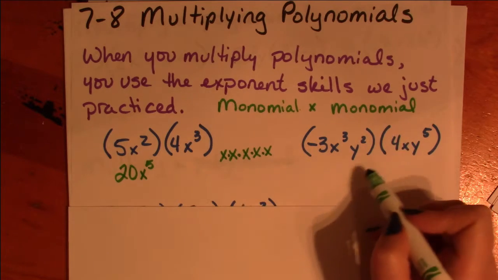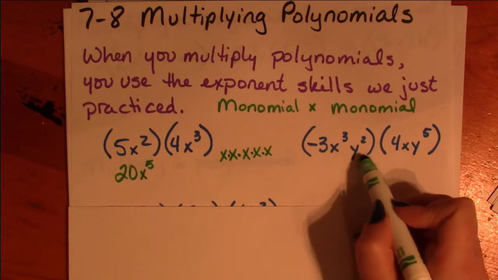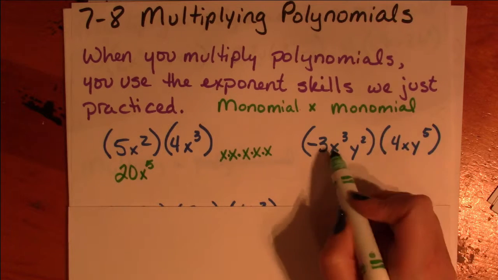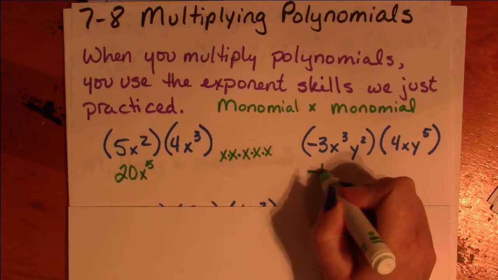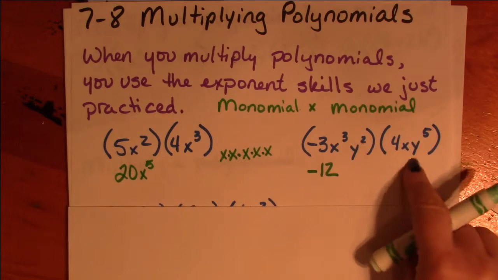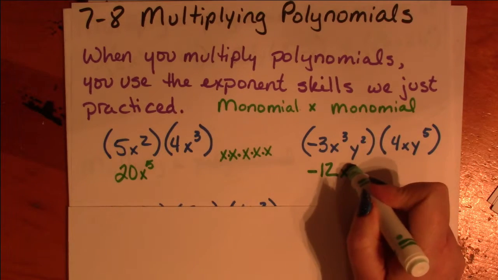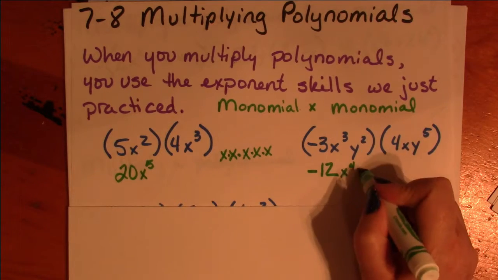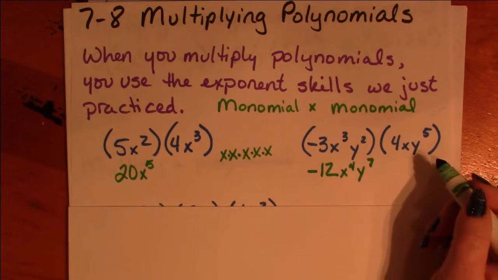Let's do another one. Negative 3x cubed y squared times 4x y to the fifth. Negative 3 times 4 is negative 12. X cubed times x is x to the fourth. Y squared times y to the fifth is y to the seventh.